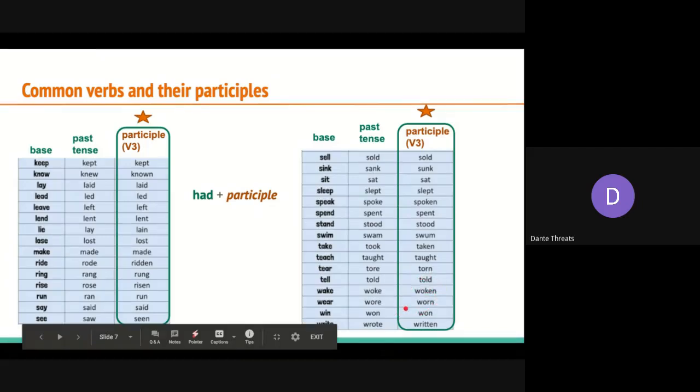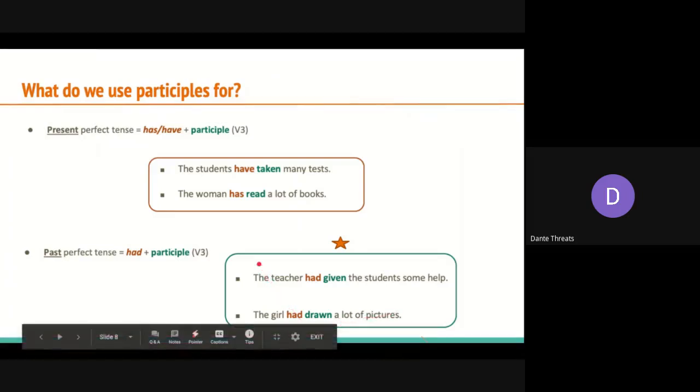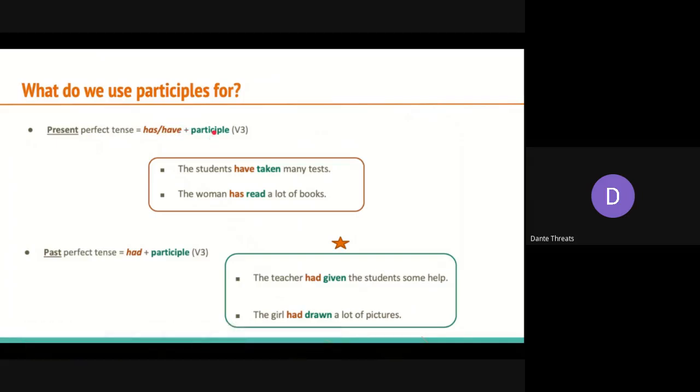All right, moving on. So, what do we use participles for? Well, the present perfect tense uses the verb has and have plus the participle. For example, students have taken many tests, or the woman has read a lot of books. Okay. This would be the present perfect tense. Has and have are present tense.